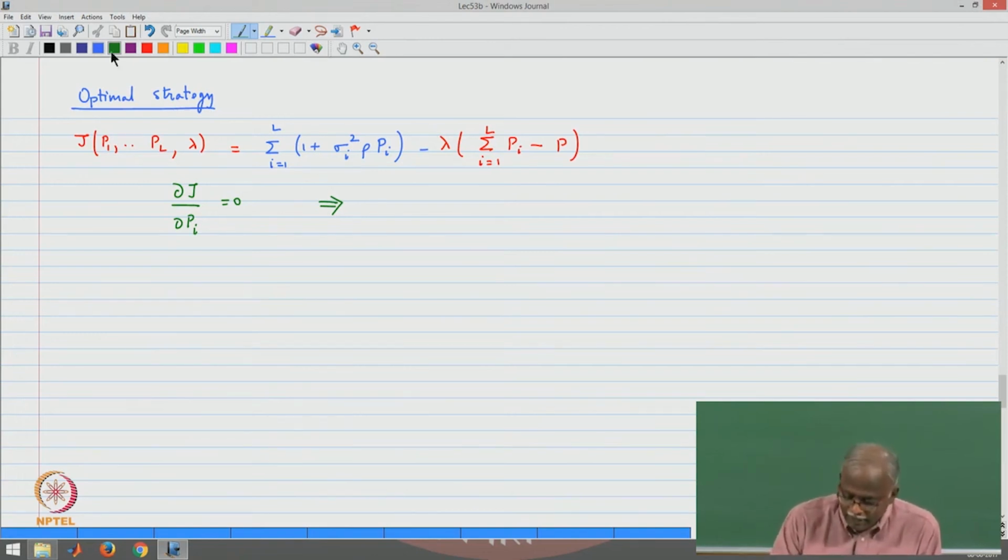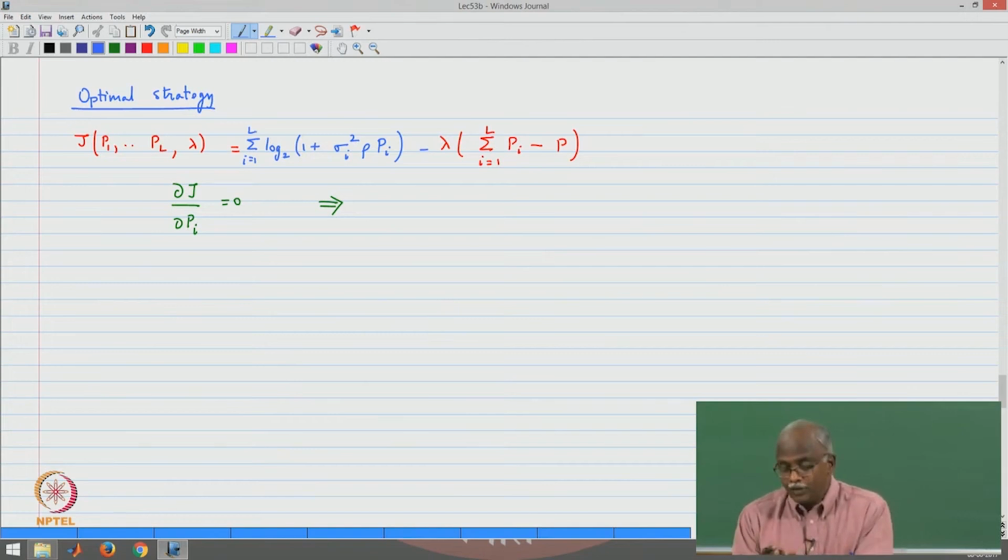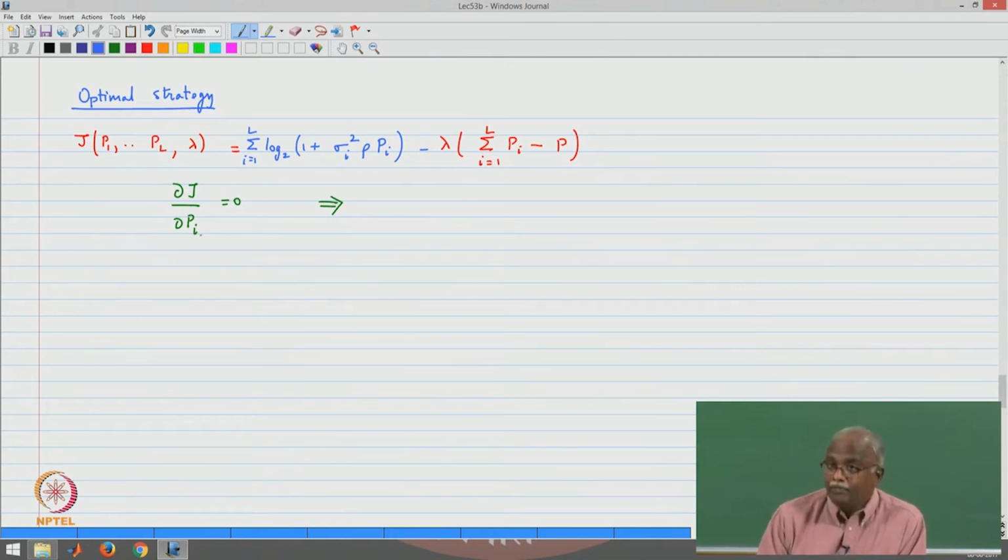Okay, I have made a mistake. This is not just summation, it is log base 2 of, and summation I equal to 1 through L. Please note that the capacity is not just the quantity within brackets, it is the logarithm base 2, that is what gives us the capacity. So, now I would have to differentiate each of these terms with respect to Pi, and notice when I differentiate with respect to Pi, I will get only one term from the first expression and one term from the second expression.